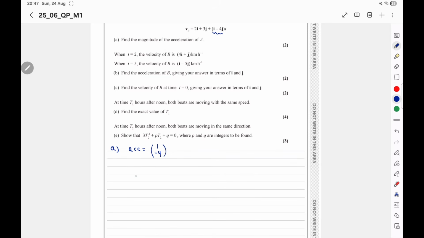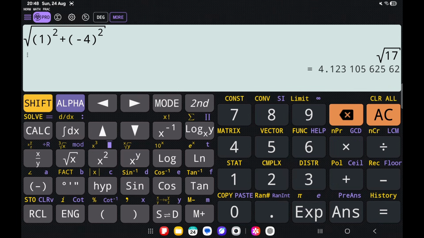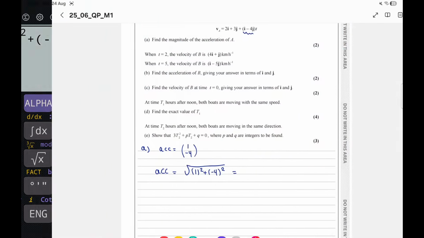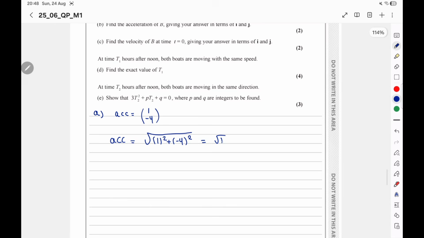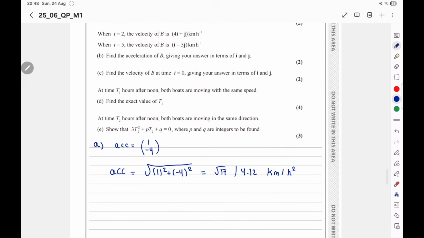Part A, acceleration 1 and negative 4. He wants the magnitude. Magnitude is equal to root of 1 squared plus (negative 4) squared, which is root 17 or 4.12 kilometers per hour squared.